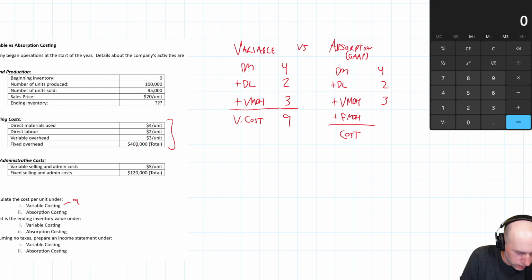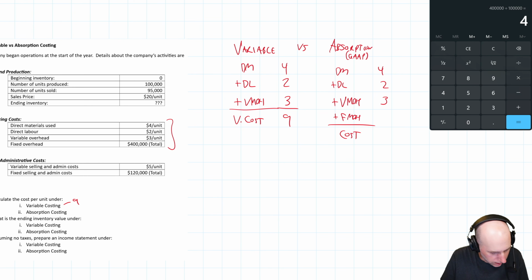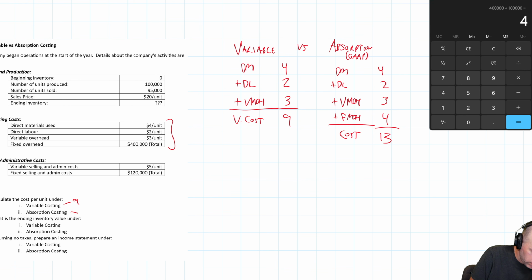So the total cost is 400,000. The number of units produced is 100,000. I hope you see where I'm going here. It's got to be $4 a unit, right? We made 100,000 units. It cost us $400,000 in fixed overhead. So it's $4 a unit. So the total cost here, 4 plus 2 is 6, plus 3 is 9, plus 4 is 13. So there you go. We've answered part A.